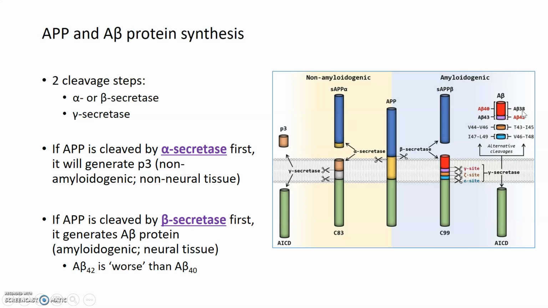So A beta 38 is 38 amino acids long, A beta 40 is 40. The most amyloidogenic of these potential A betas that can form from cleavage by gamma secretase is A beta 42. A beta 40 seems to be okay. A beta 42 is the worst one of these, and has the most potential to form amyloids and aggregates.